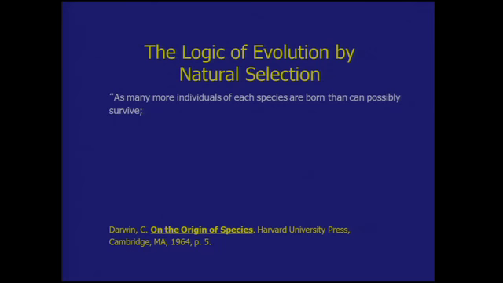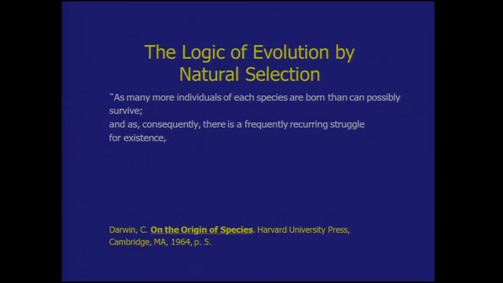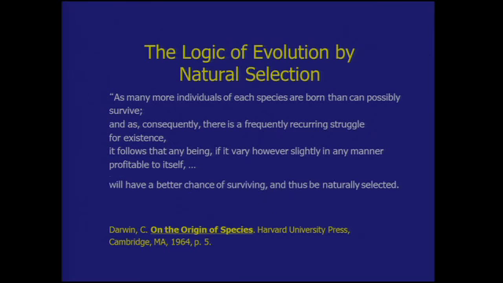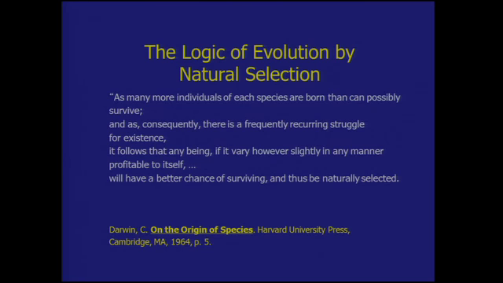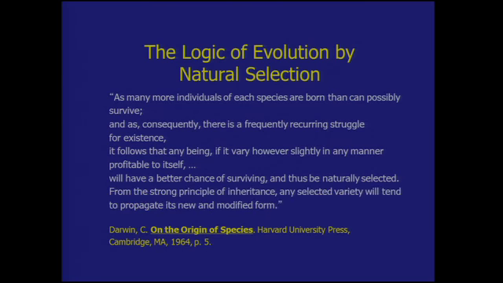Now, let's talk a little bit about a Darwinian or evolutionary perspective on disease. The logic of evolution by natural selection is pretty succinctly embodied by this series of statements from Charles Darwin's famous book on the origin of species. As many more individuals of each species are born than can possibly survive, and as consequently there is a frequently recurring struggle for existence, it follows that any being, if it vary however slightly, in any manner profitable to itself, will have a better chance of surviving and thus be naturally selected.